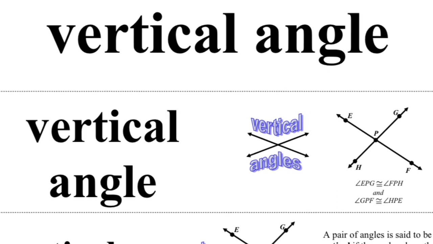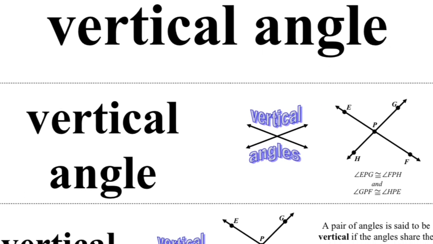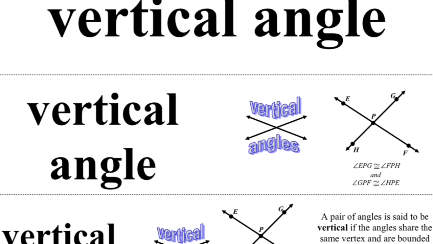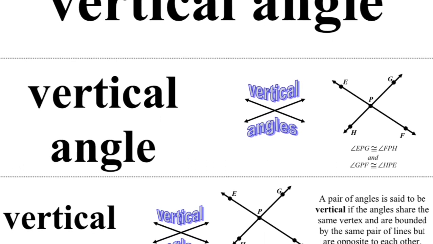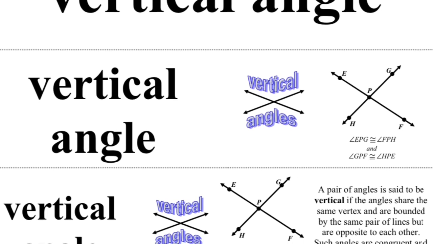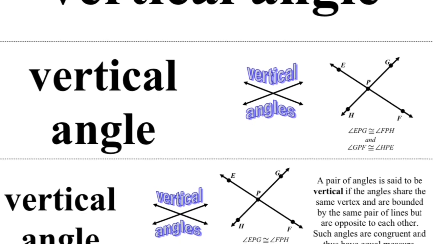Vertical angles are 2 angles that are across from each other. They're created by 2 lines that intersect, and they share the same vertex in the middle. Vertical angles are also equal in measure, or congruent.